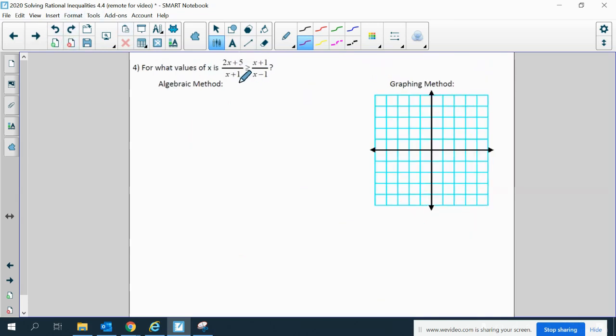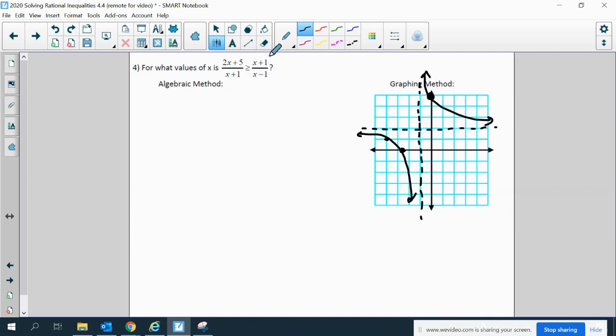All right, now I can do this problem similarly. So I'll do the graphing method first. So I would do (2x plus 5) over (x plus 1). That's the exact same graph as before. So I have the vertical asymptote, horizontal asymptote, and x-intercept, and I know that the point -4, 1 is on my graph. I also know the point 0, 5 is on my graph.